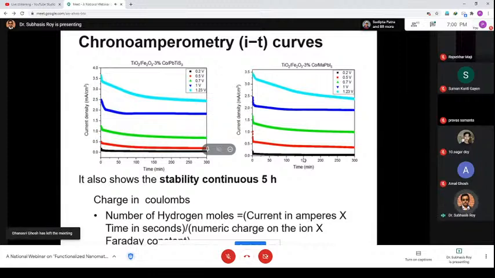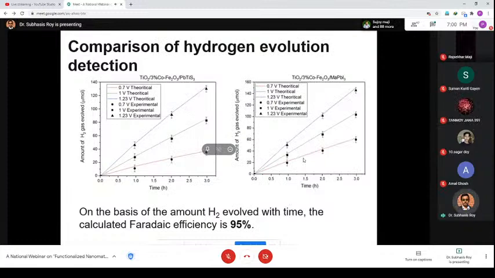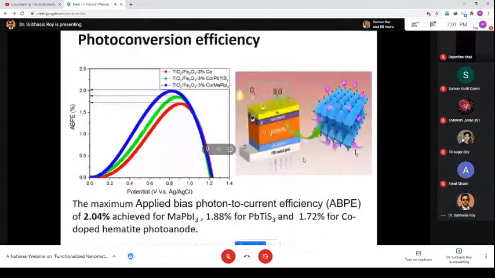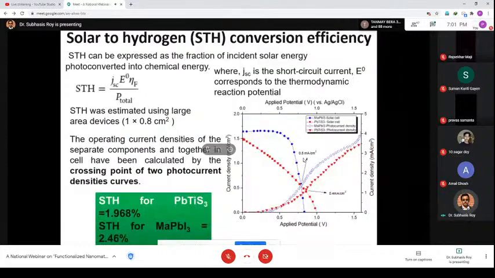And then finally we check the stability. Here also we checked up to 5 hours, and the stability remains the same. Here is the comparison of the Faraday efficiency, nearly 95% efficiency we reach. That means the loss of the material is very low. Here are the final results for applied bias photon to current efficiency, ABPE, which increased to 2.4% in the case of MAPbI3 and 1.88% for PbTiO3. That means initially it was 1.7 and it increased up to 2.43.